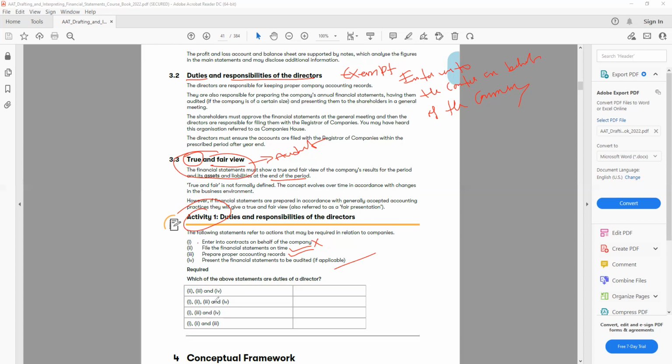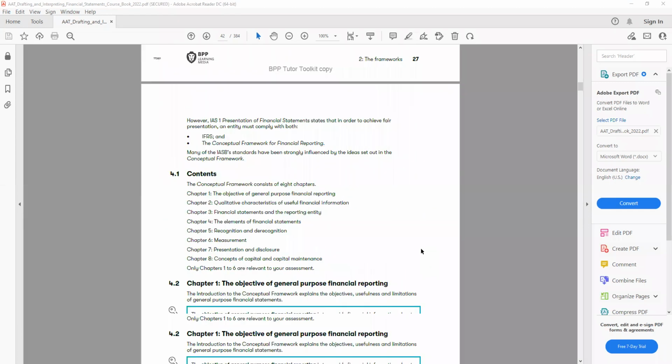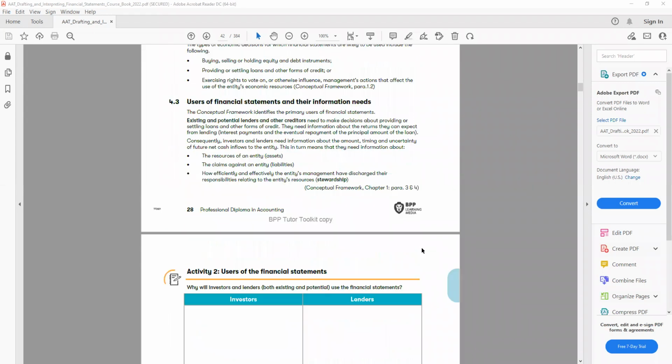So we have 2, 3, 4. So you have 2, 3, and 4. So this is the right answer. Directors have to do everything except that they don't have to enter into any contract on behalf of the company.